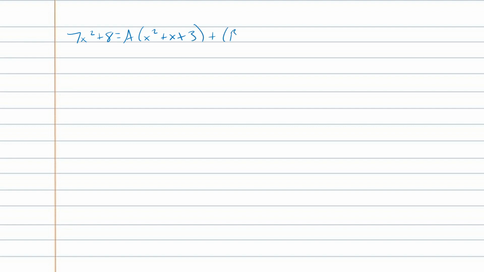Plus bx plus c times x minus 2. Okay. Remember that we've already solved for a and we've solved for c. A was 4 and c was 2. And we're plugging in x equals 1 now. All right, let's do it.